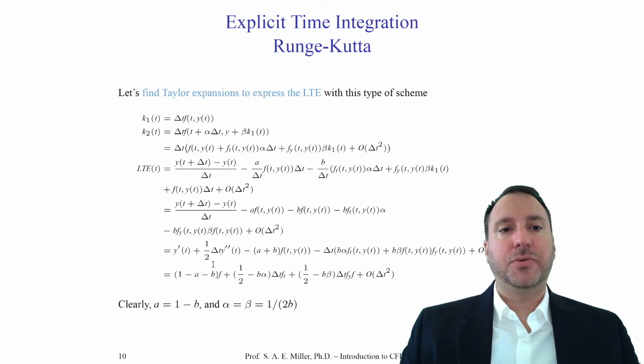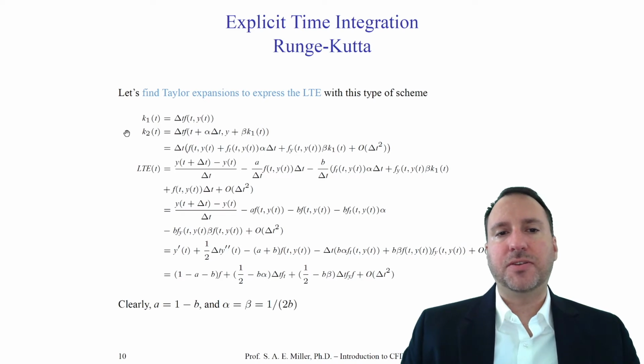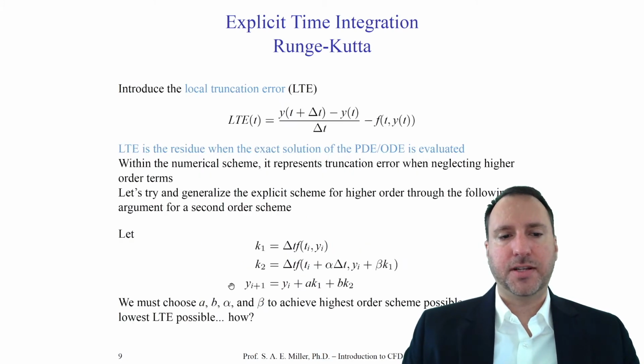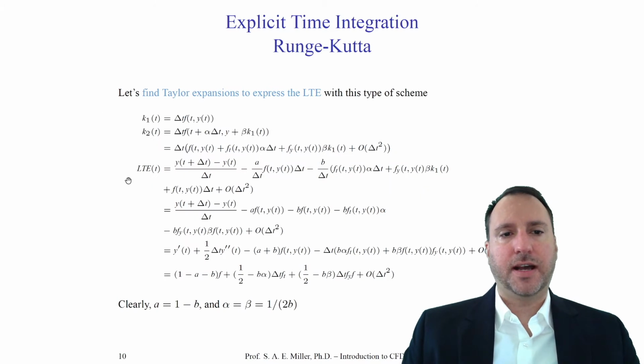Well, we would actually do it with our old friend, the Taylor series or expansions, and we would use those to express the LTE for this particular type of scheme. Recall that K1 is delta t of f. We can't do much more with that now. K2 is delta t of f of t plus alpha delta t of y plus beta K1. We can then expand these particular terms of the arguments of K2 with a Taylor series. That's shown on this line. We can redefine now our LTE by inserting K1 and K2 with a and b definitions from the last equation on slide 9. That's what you're seeing here in the LTE equation.